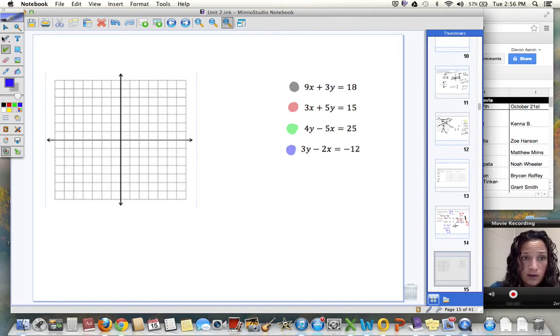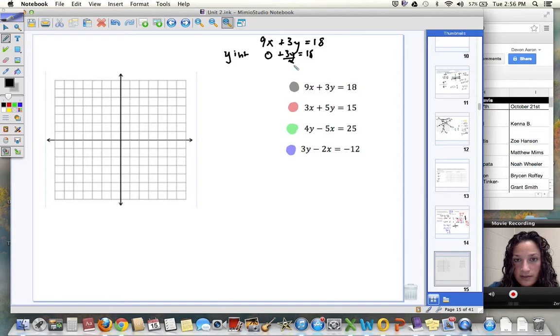So the first one I'm going to be looking at, I'm going to be doing in black. So I'm going to write that. So we're going to look at this. All I need to do is, when it's in this form, all I need is 2 points. So I'm going to just find my intercepts. To find my y-intercept, I'm going to set my x to 0.